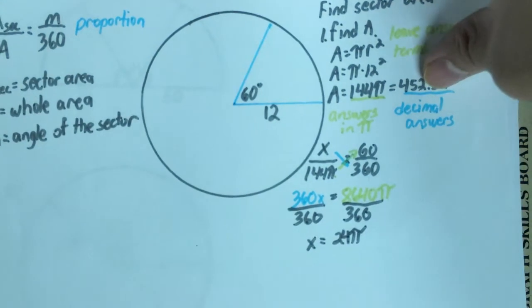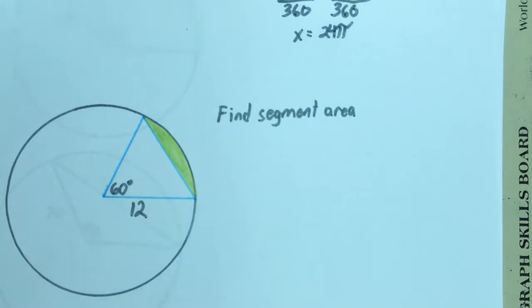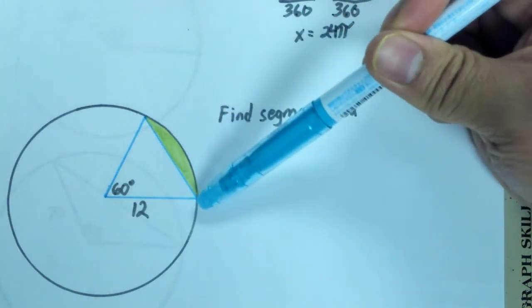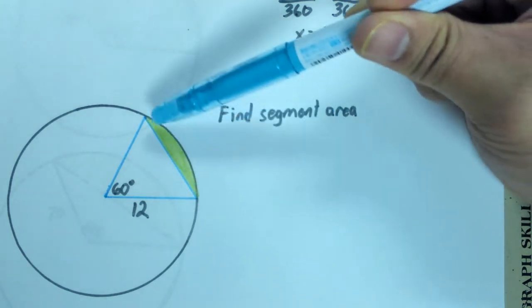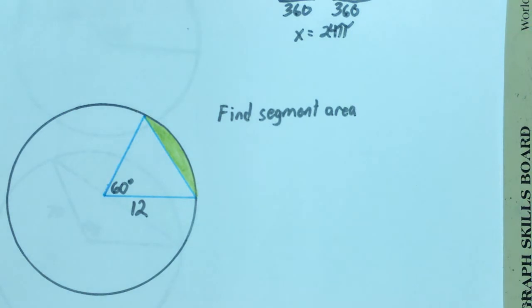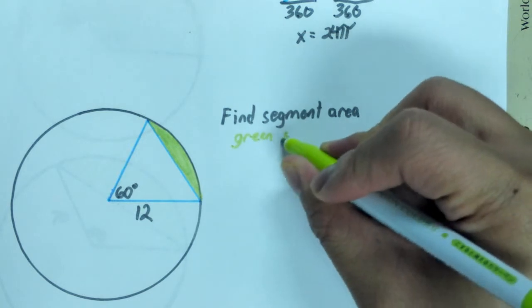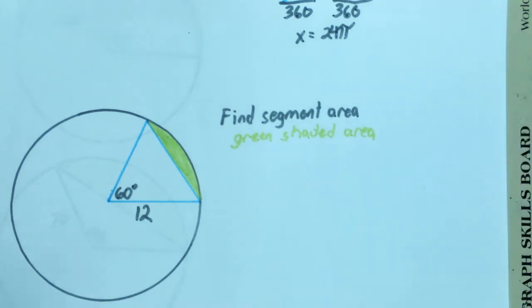Now let's take a look at the second example. Next, we will have what we call segment area. For segment area, you still need to find sector area. But segment is talking about this line segment right here. If I connect this end with that end, drawing a chord, what's the area of that green part? The green shaded area is my segment.